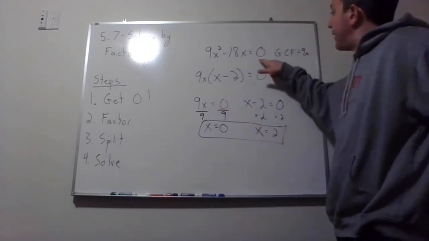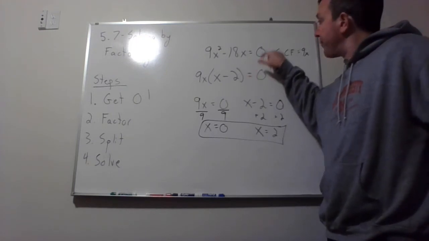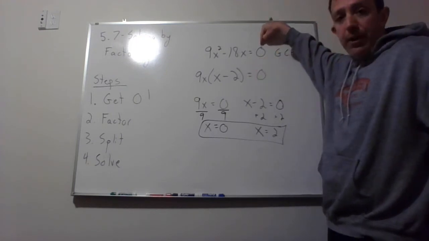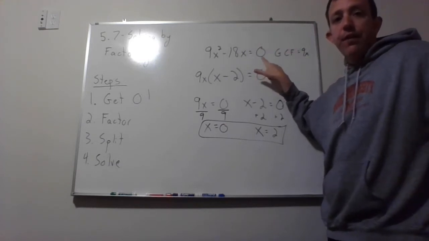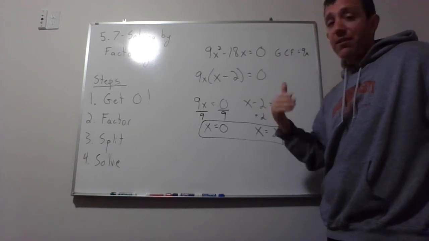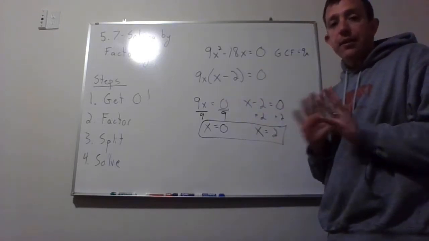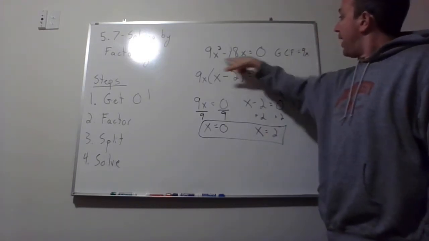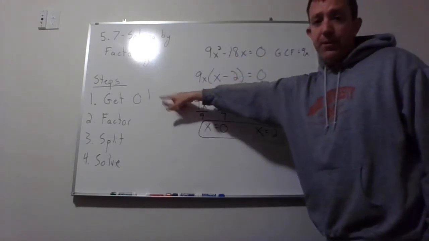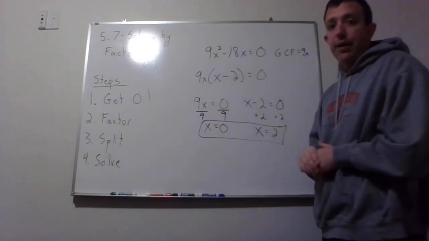Here is a problem that we have. I have 9x squared minus 18x is equal to 0. So when I say get 0, what I mean is one side of your equation needs to be 0. If you don't have 0, you have to either add or subtract so that one side is completely cleared out and you have 0. So I already have 0, so I don't have to worry about step 1. So it's already taken care of, which means I'm on to step 2. I need to factor now.